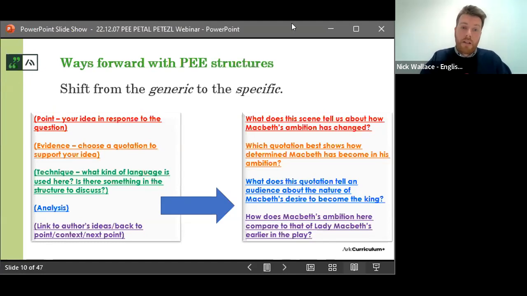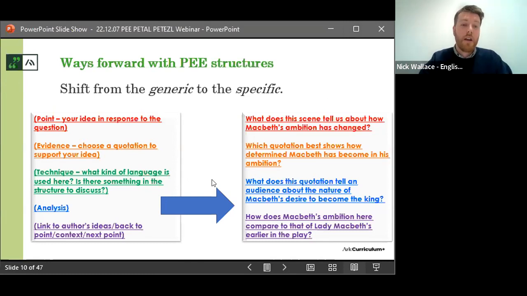Now, some of you may say, well, that still seems like a real tight straitjacket for students. It might well, and you may well be right. This kind of structure may well inhibit those students who want to go on to get 8s and 9s at GCSE. But I'd also argue that it's no less inhibiting and no less of a straitjacket than a PETAL paragraph in the first instance.